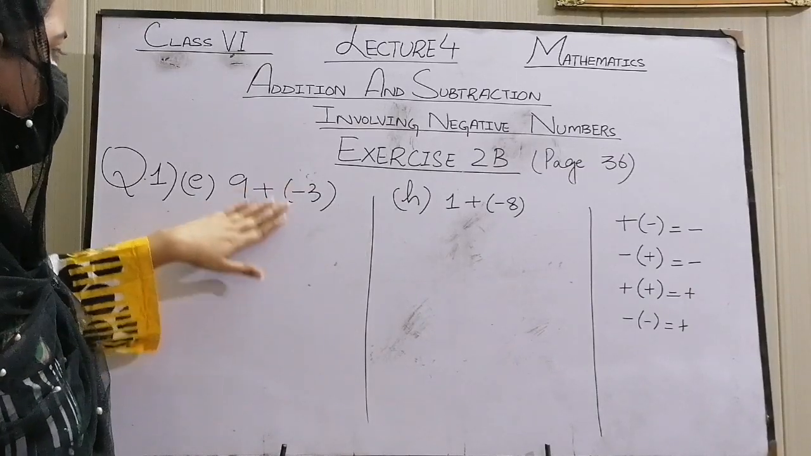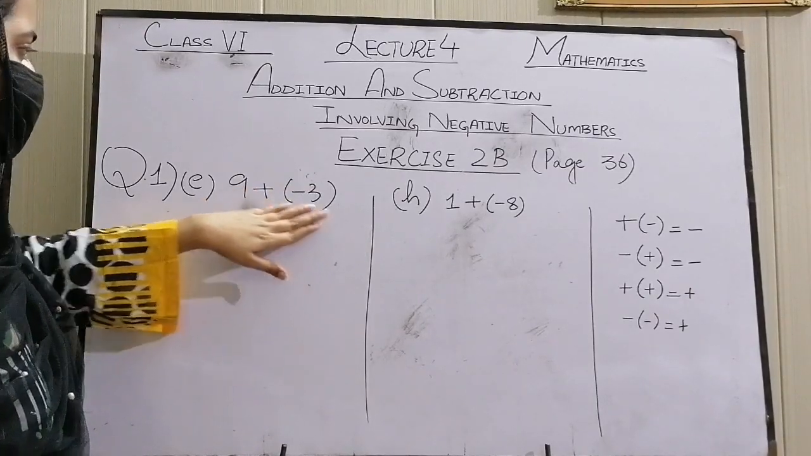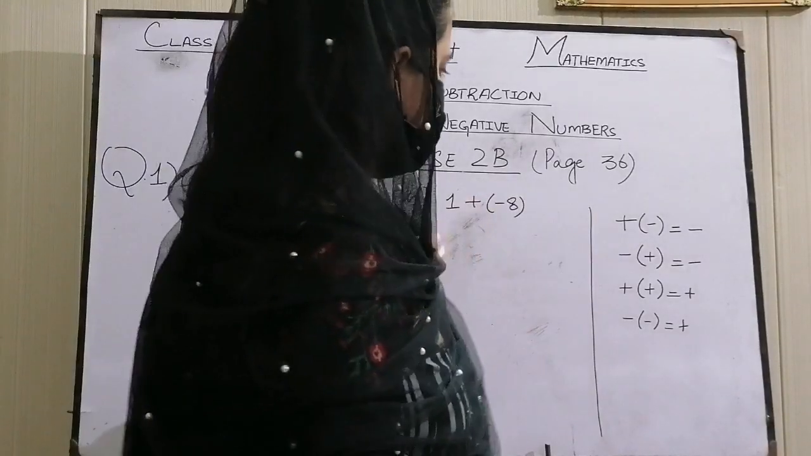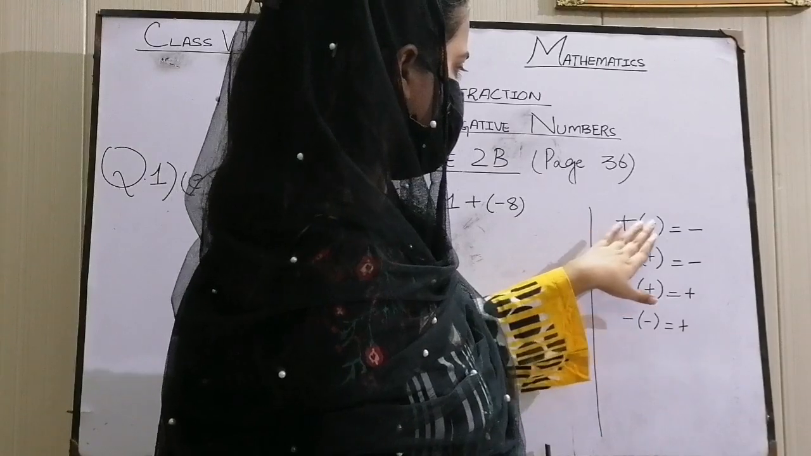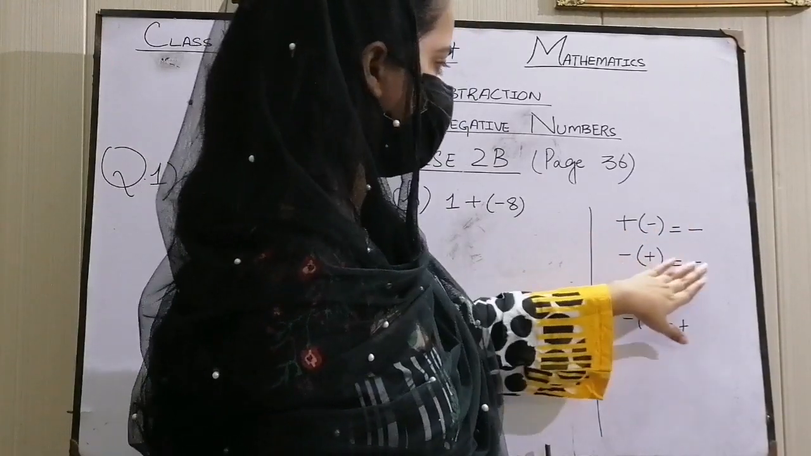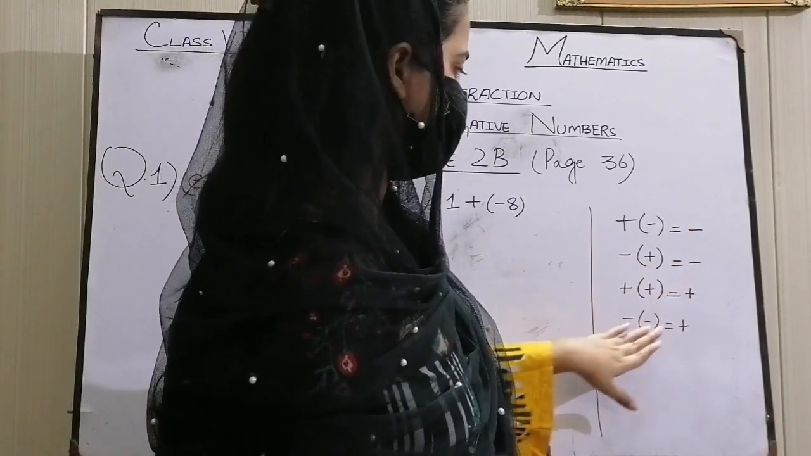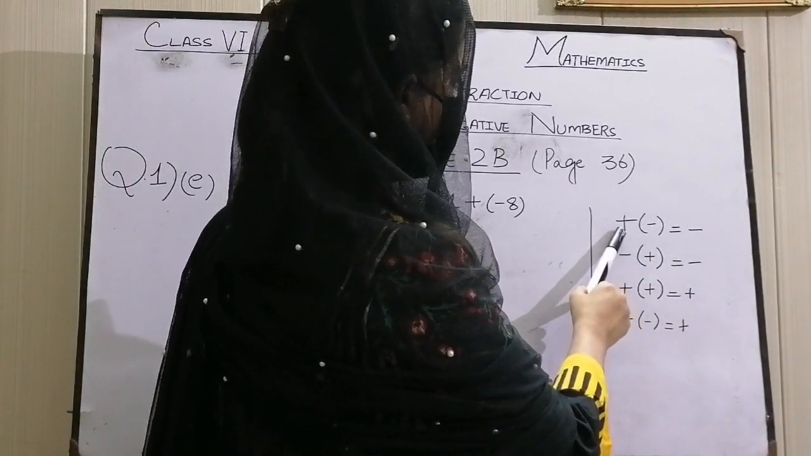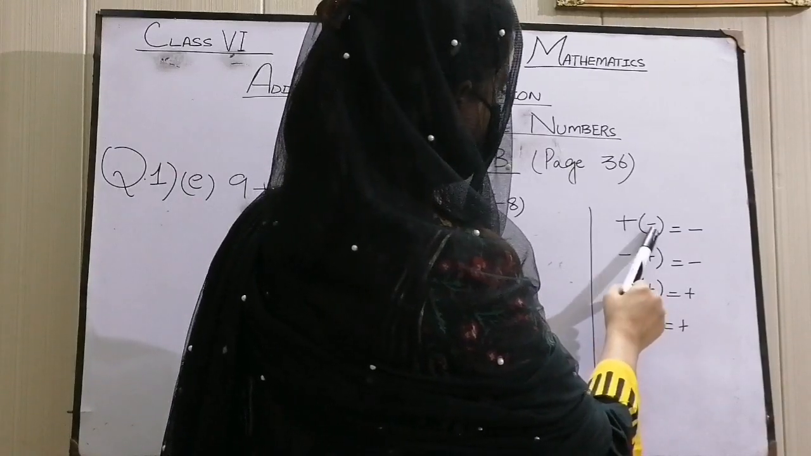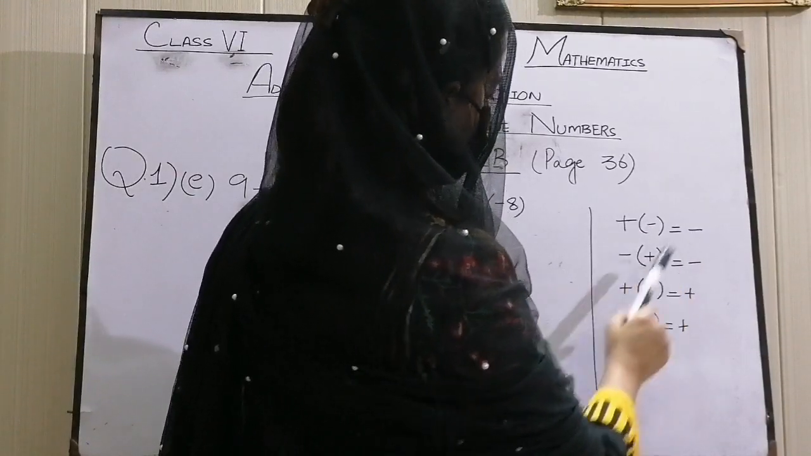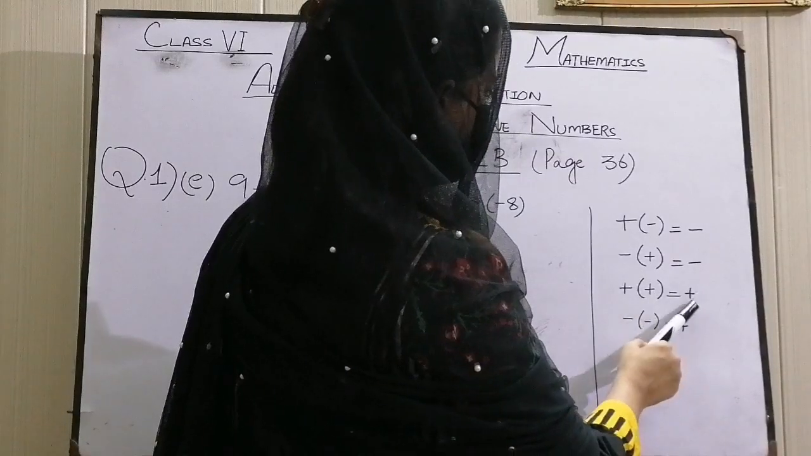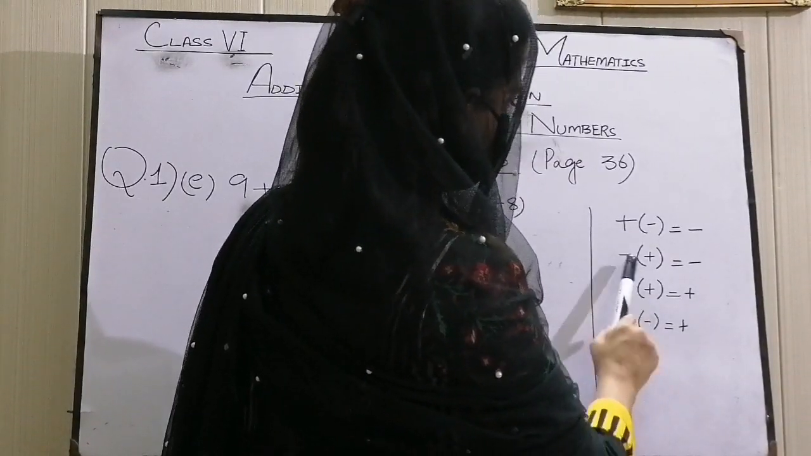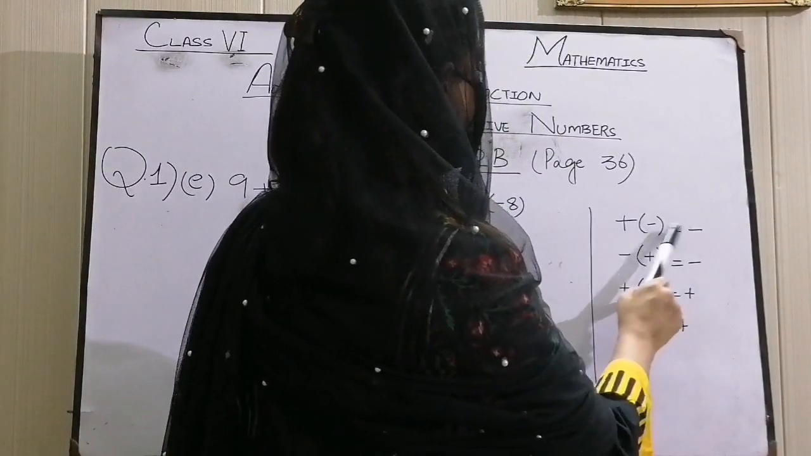You have learned this method to solve these kinds of questions, that is addition involving negative numbers. Now we will see how these questions can be directly solved with a direct method. For this method you have to remember plus minus is minus, minus plus is minus, plus plus is plus, and minus minus is plus. You can remember this conversion of signs like when the signs are different, the answer comes in minus. When the signs are the same, it gives us plus. So minus minus is plus, plus plus is plus, minus plus is minus, and plus minus is minus.